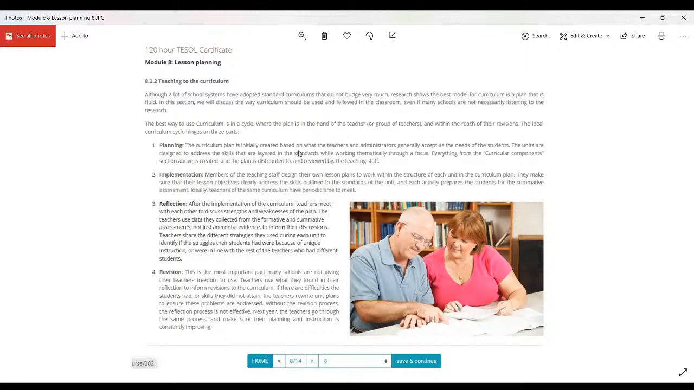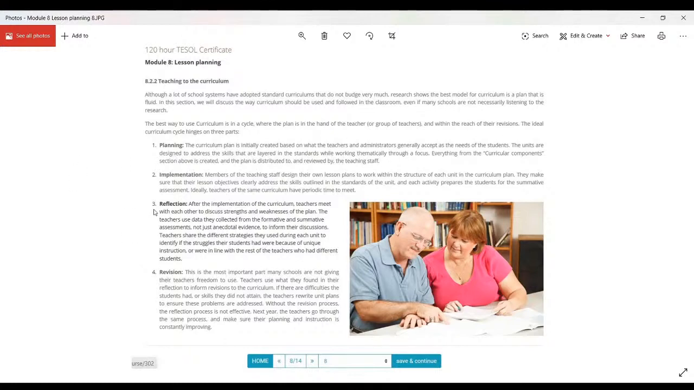Alright, so what is planning? The curriculum plan is initially created based on what the teachers and administrators generally accept as the needs of the students. Alright, so the implementation, it means that members of the teaching staff design their own lesson plans to work within the structure of a unit in the curriculum plan. Alright, so there will be a group of teachers now, or the staff.